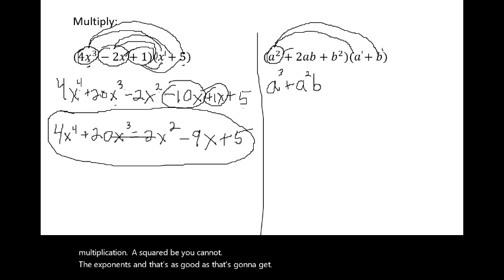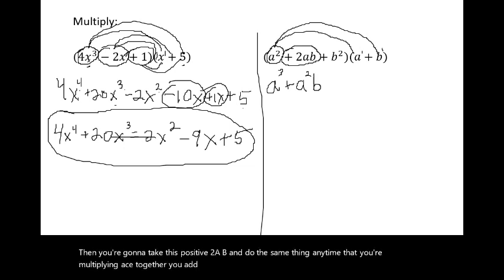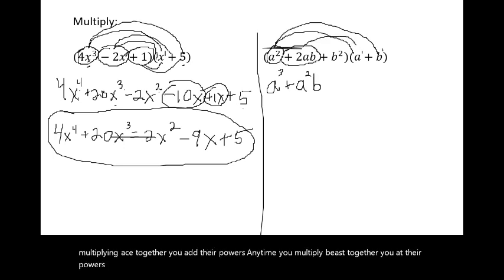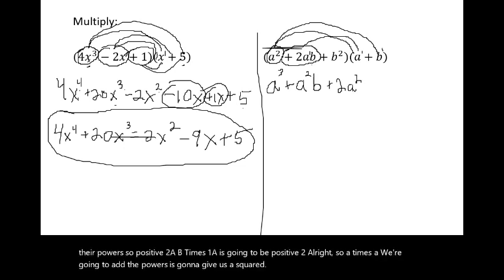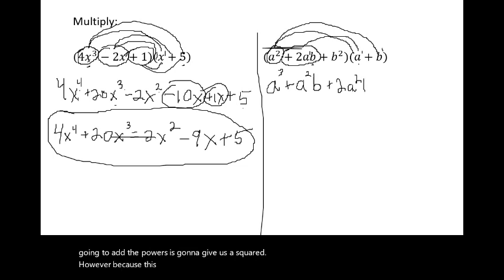Then you're going to take this positive 2ab and do the same thing. Anytime that you're multiplying a's together, you add their powers. Anytime you multiply b's together, you add their powers. So positive 2ab times 1a is going to be positive 2. All right, so a times a, we're going to add the powers, is going to give us a squared. However, because this contains a b and this doesn't, you're just going to leave the b alone.